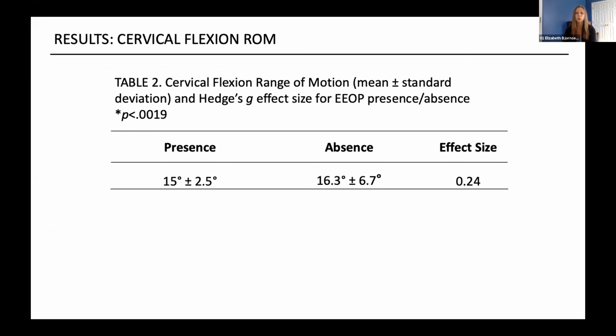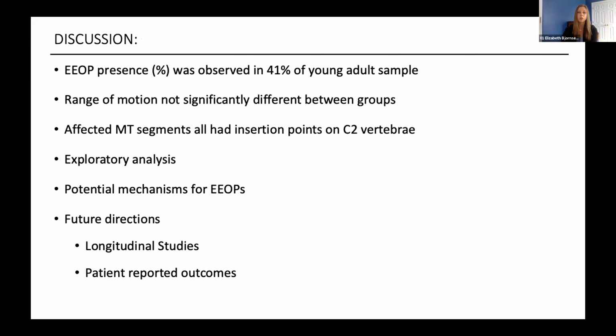We also looked at cervical flexion range of motion. There were no differences between groups here. So what does this all mean? Well, EEOP presence was observed in 41% of our young adult sample, and this is on par with what we've seen in previous literature. We also saw that range of motion was not significantly different between groups, so it appears that function was not compromised.